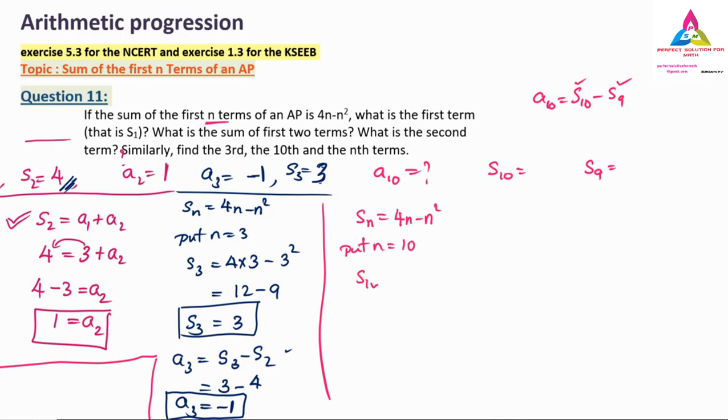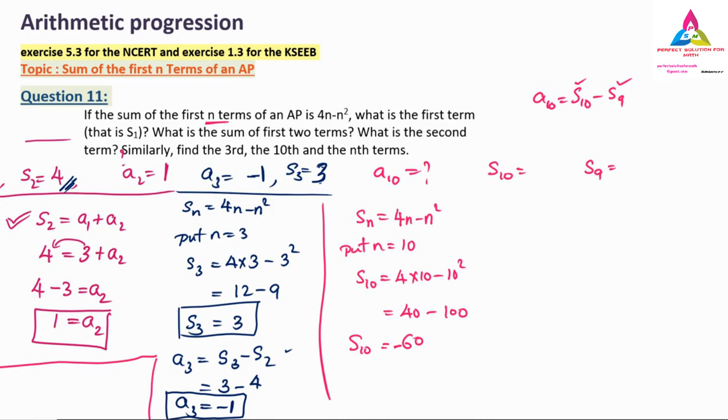So S10 is equal to 4 into 10 minus 10 squared. 4 tens are 40, minus 10 squared, which is 100. That is nothing but 60, but what 60? Minus 60. Remember, minus 60 is the S10 value. Now coming further, we have to find S9 also.